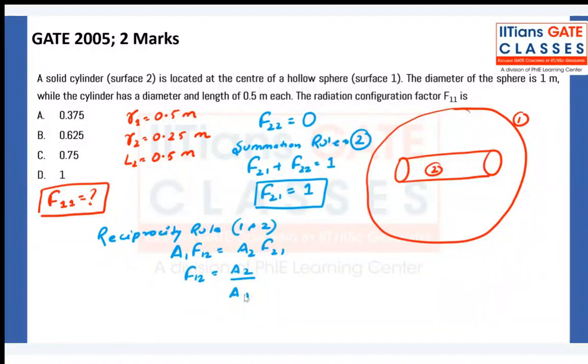C is the answer, 0.75 you are saying, but I do not think that is correct. Let us check. Yes, 0.625 is correct. Very nice, Sai. What mistake have you done, Sai? A2 is the area of the cylinder, and A1 is the area of the sphere. So we all know the area of a cylinder: by circumference, 2 pi r square, or pi d you can say, and then 2 pi r h.